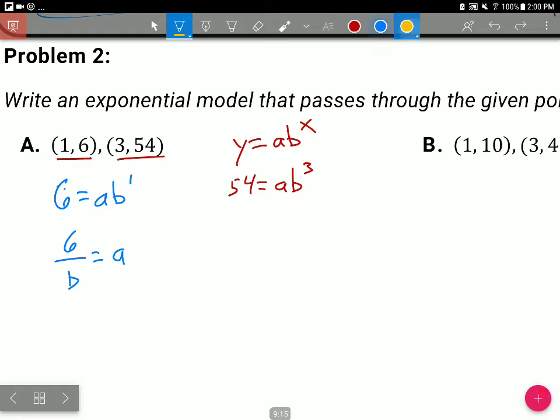From here, we solve for a, and we'll plug it in over there. So it'll be a squared. 54 equals 6 over b, b to the third. We are swapping it out. We know a is 6 over b, so it's kind of like you give me a 20, I give you 4 5s. Follow me? Same idea. And then solve for b. So what's b to the third divided by b?